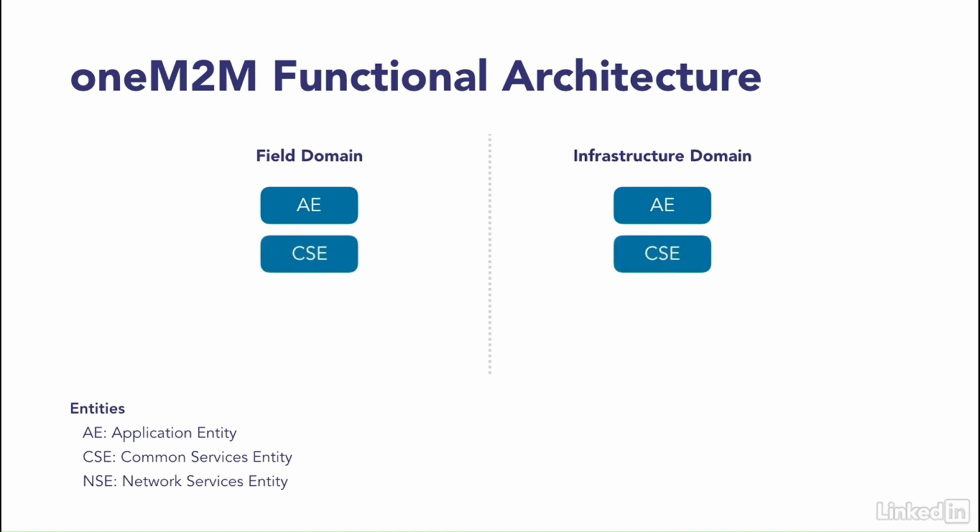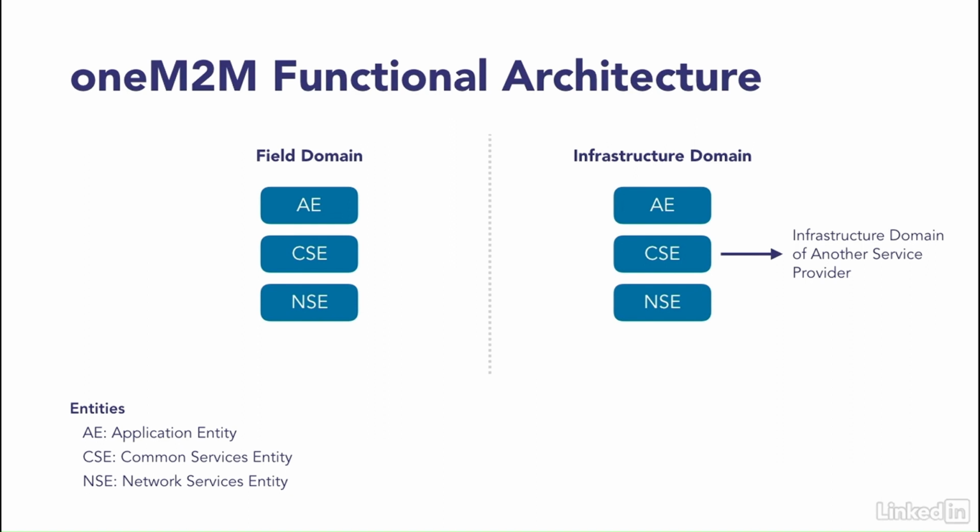A common services entity represents an instantiation of a set of common service functions of the M2M environments, which are exposed to other entities through the MCA and MCC reference points. Examples of such services include device management and location services. A common services entity can interact with other common services entities in another infrastructure domain. A network services entity provides services from the underlying networks to the common services entities.